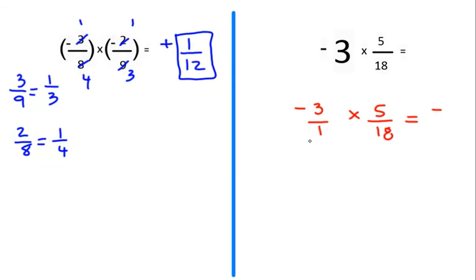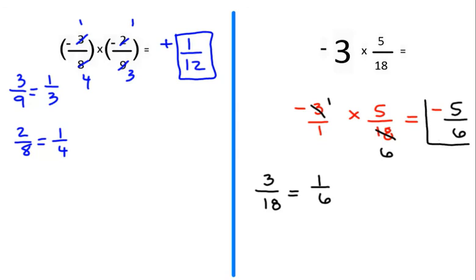Can 5 over 1 simplify? No. Can 3 over 18 simplify? Yes. So if I had 3 over 18, that would simplify into 1 over 6. So that becomes a 1, that becomes a 6. So 1 times 5 is 5, and 1 times 6 is 6. So my answer is negative 5 over 6.